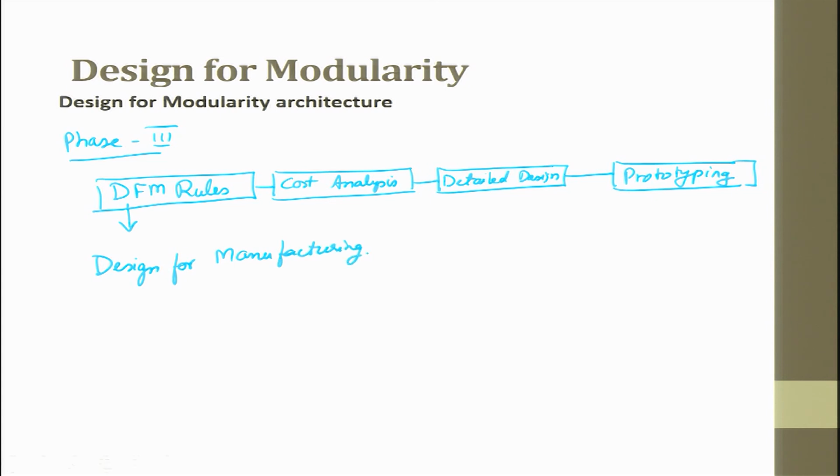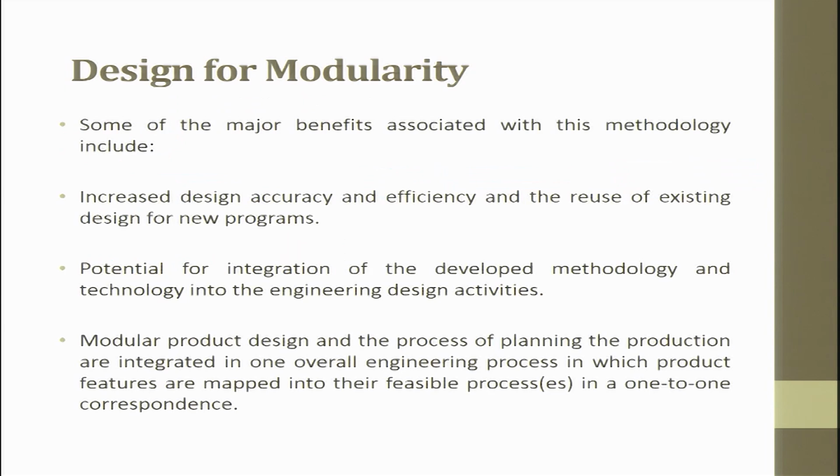So, the design for modularity is divided into 3 zones or 3 phases, phase 1, phase 2 and phase 3. Some of the major benefits associated with the methodology include increased design accuracy and efficiency and the reuse of the existing design for the new programs. So, that is what I was trying to explain previously.